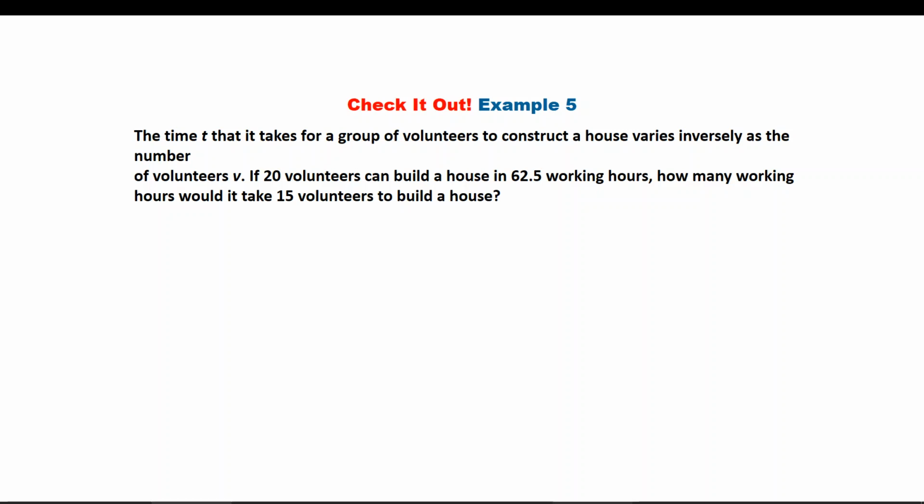Okay, so it says the time it takes for a group of volunteers to construct a house varies inversely as the number of volunteers V. So the first thing we want to do is solve for K. All right, so we've got to set up our equation. Since it's inverse, we're going to have K over V.